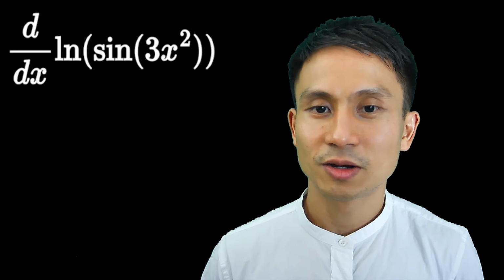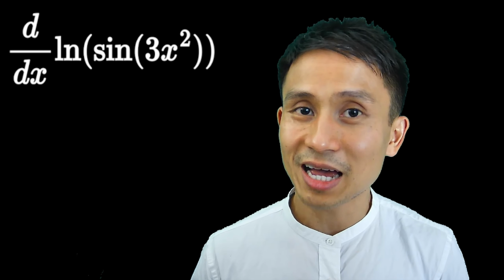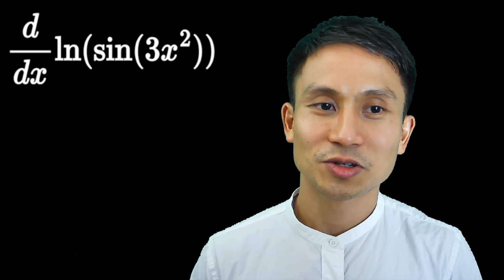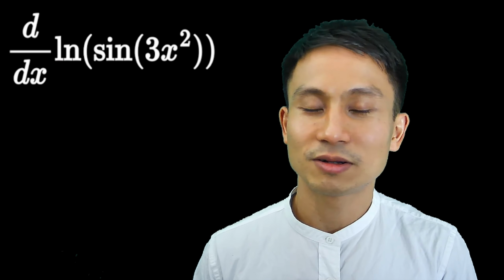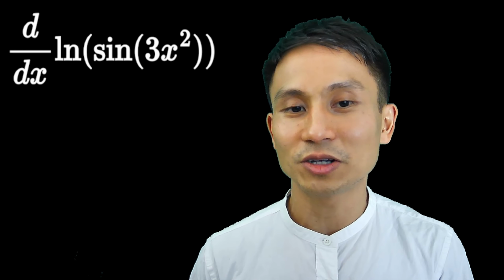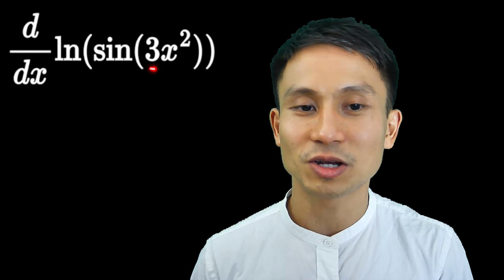How about this one? We have ln of sine of 3x squared. Well, this is very nested. So you have the outermost function being ln. And when I say that, you probably realized already that this should be a chain rule. So we have the first layer being the log function. The next one is sine. The next one is a polynomial.